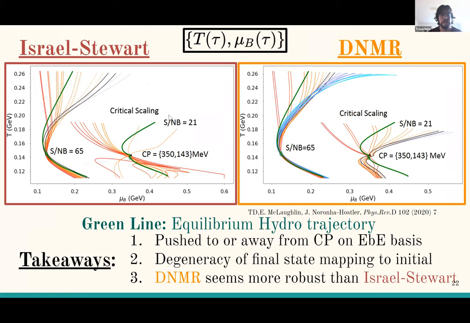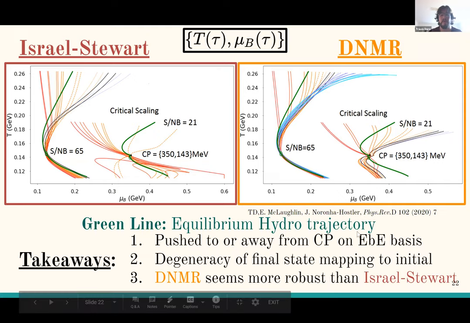This green line here is what you would get if you ran ideal hydro. These green lines are your equilibrium hydro trajectories. These are the isentropes that I've been talking about, where the ratio of entropy to baryon number remains constant. At freeze-out, we arbitrarily choose a freeze-out temperature of about 140, 150 MeV or so, and we only select on trajectories that pass through that same freeze-out point. Here is Israel-Stewart on the left, and here are the DNMR runs on the right. Of course, we have the labels for the isentropes there as well. The main takeaway from these plots is that one might be pushed toward or away from the critical point on an event-by-event basis.